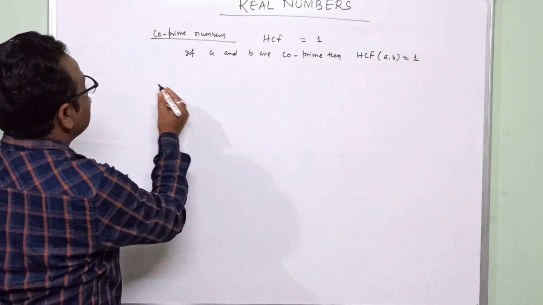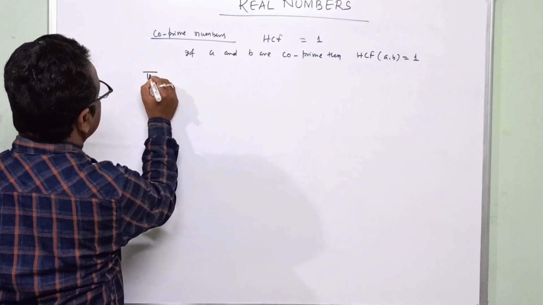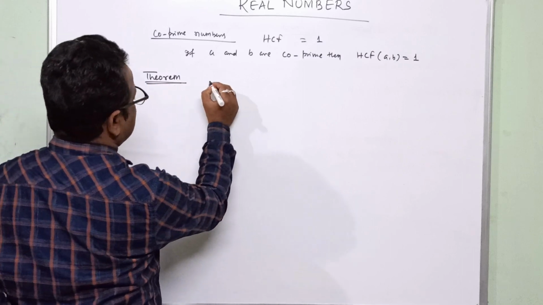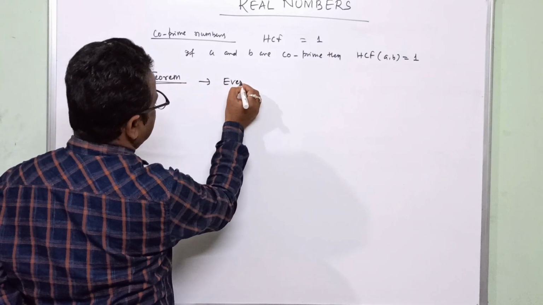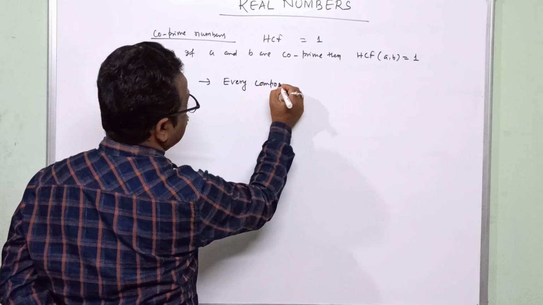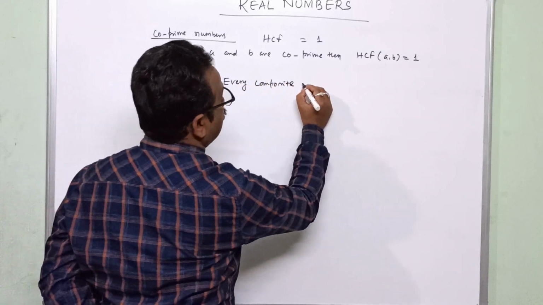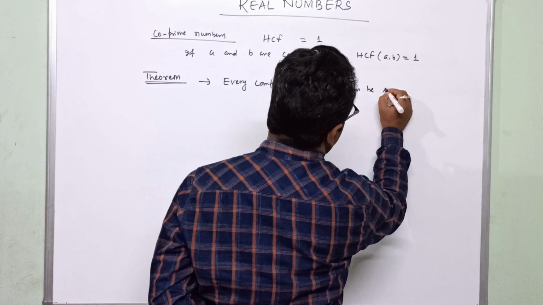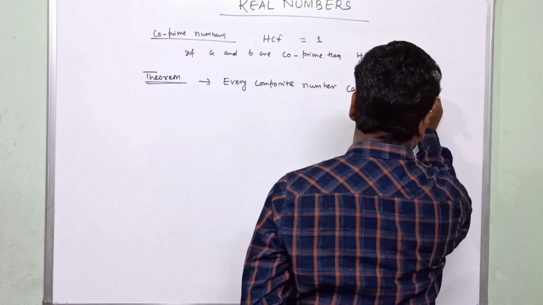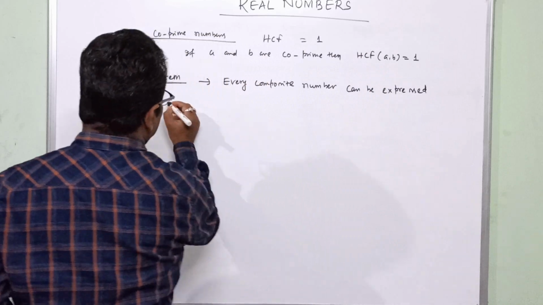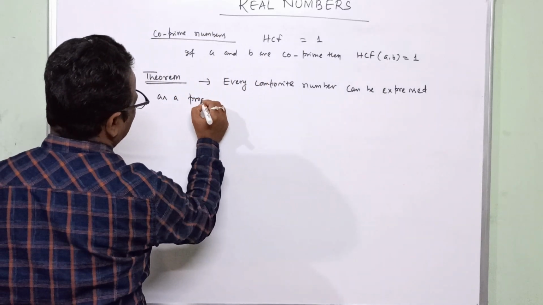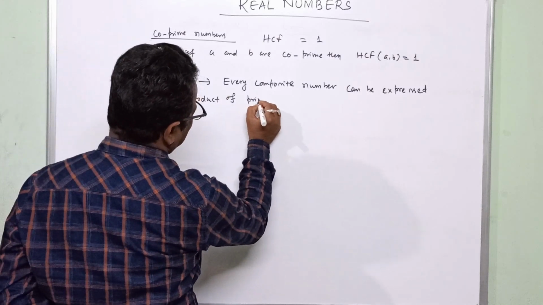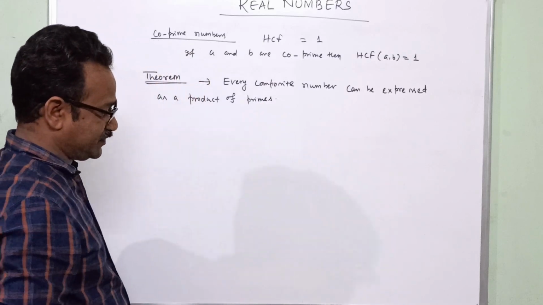So now we will see the theorem. What does the theorem tell us? The theorem tells us every composite number can be expressed as a product of primes.